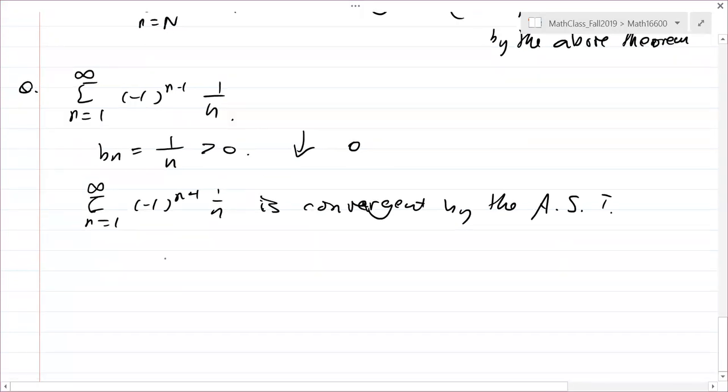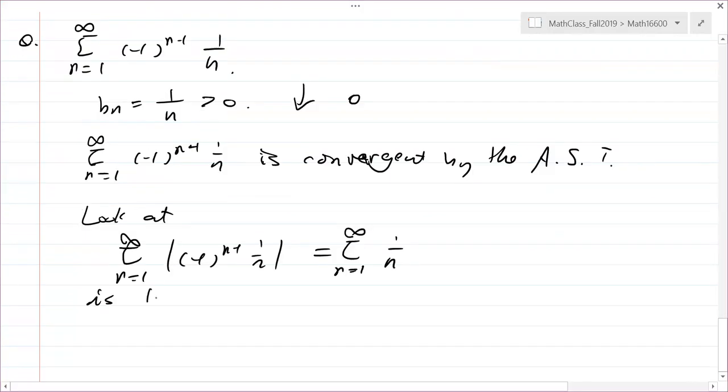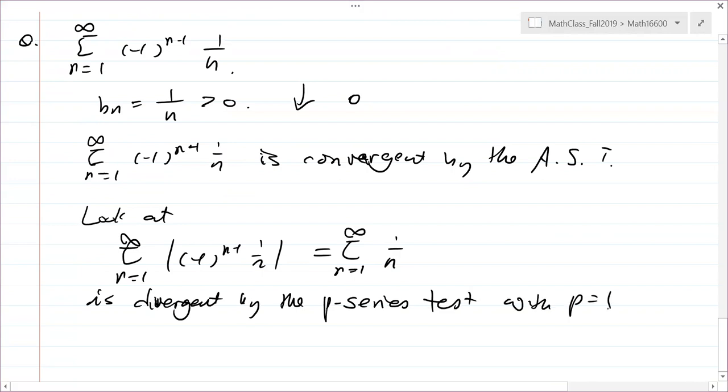Then you look at the absolute value of each term, which is just 1 over n. And this is divergent. You can say by the p-series test, p equals 1. We already proved that. It is divergent. You don't need to go into the details of the p-series test. That's good enough.